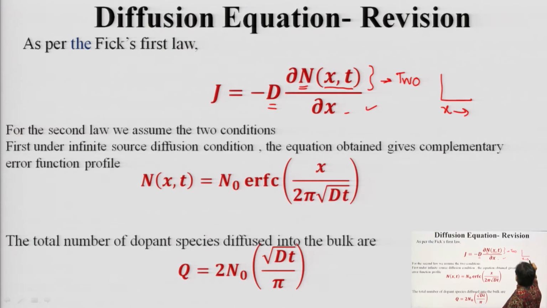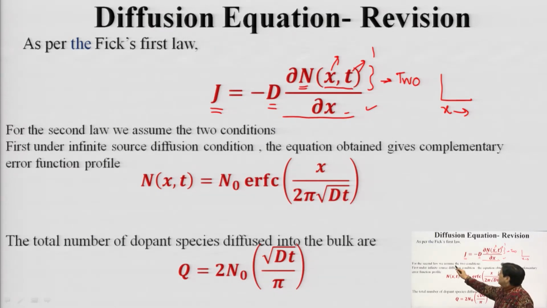One is the distance travelled by these species, and second is the time duration for which the dopant species were made available or the movement was made possible. So, this is the time and this is the distance. These are the two parameters based on which we saw J, that is the flux, which is the movement of species.